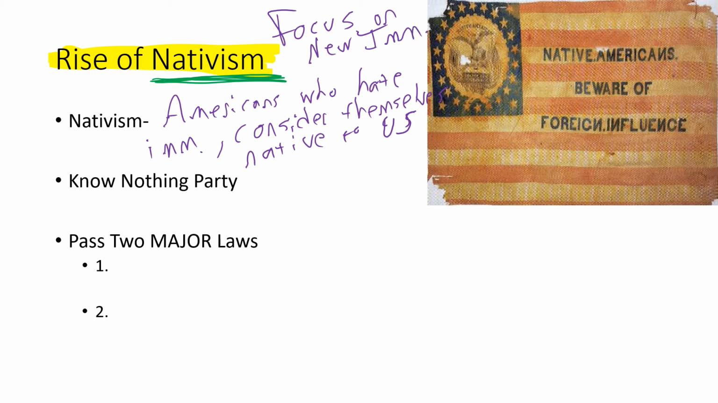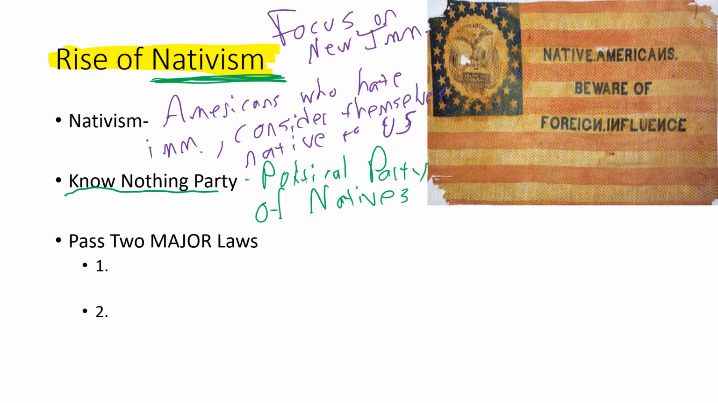And they're going to start making some laws, making some changes to try to stop immigration. To make these laws that they wanted to stop immigration, they created a political party. And their political party was called the Know Nothing Party. So let's just put down it was the Political Party of the Natives. Now, you might be saying, wow, what a stupid name for a political party. The Know Nothing Party? Yeah, I'm going to vote for the party that literally knows nothing.